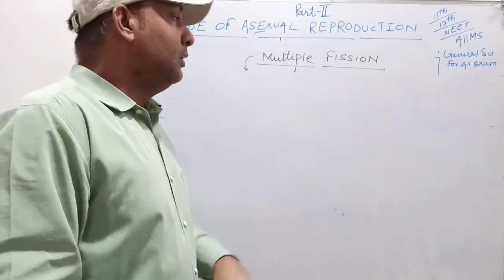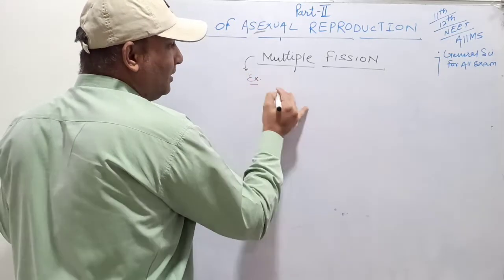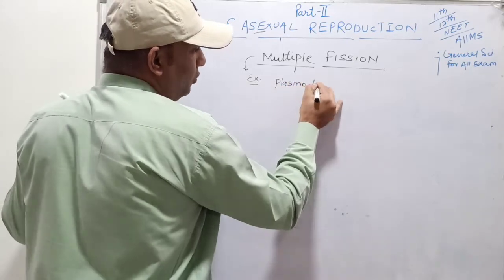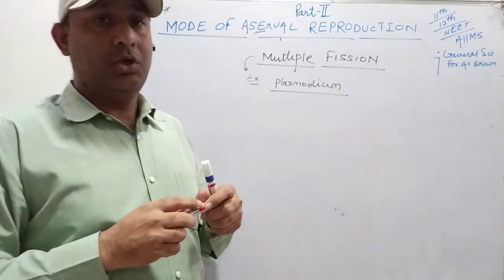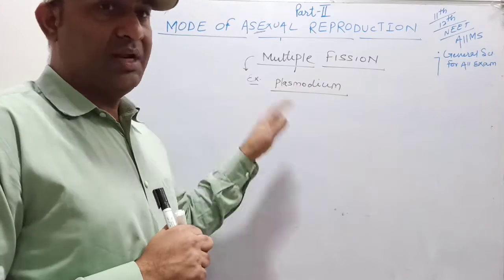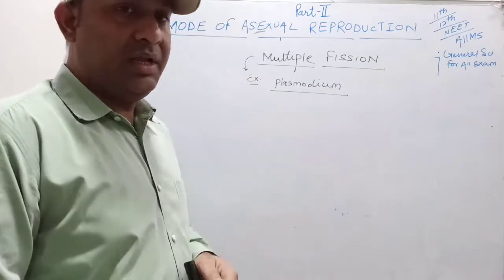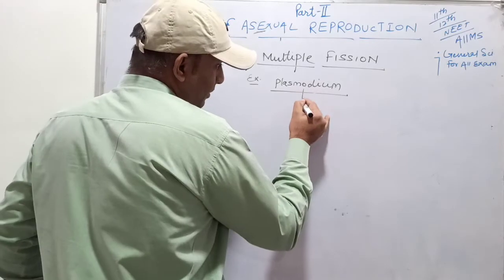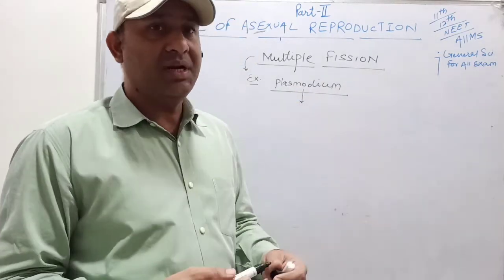Clear? Next is the process and then an example. Example of multiple fission, which is plasmodium. Clear? That is also a protozoan, a unicellular eukaryote that contains a nucleus. Plasmodium falciparum is the malaria-causing organism. It divides asexually in human blood. So asexual reproduction in plasmodium. Also we can take the example of amoeba by multiple fission in unfavorable condition.